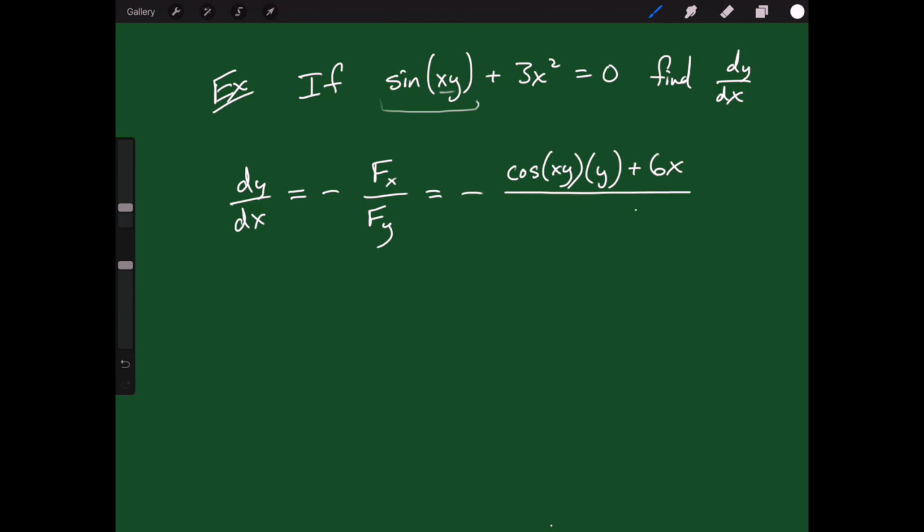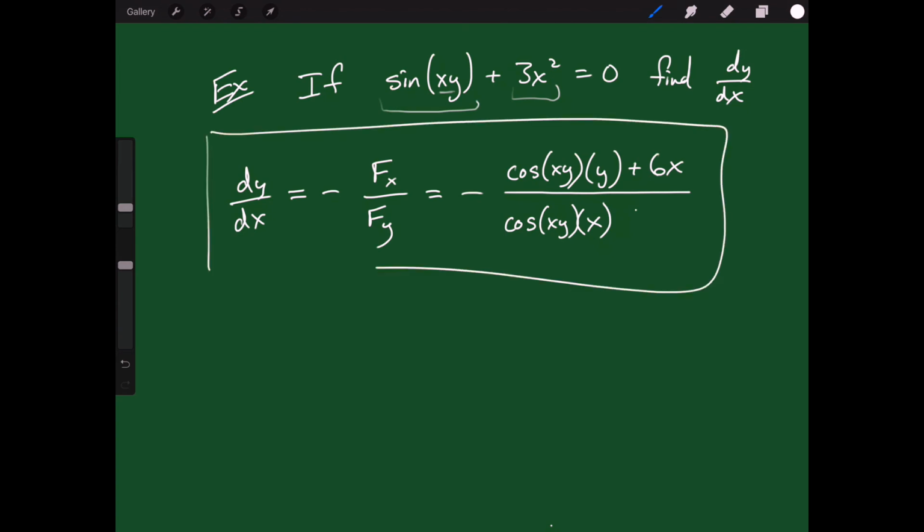Then divide that by the partial with respect to y. Well, the partial with respect to y is going to be cosine of x times y times the derivative of x times y with respect to y, which is x, plus the derivative of 3x squared with respect to y, which is 0. And so we're done. So this would be my dy dx.